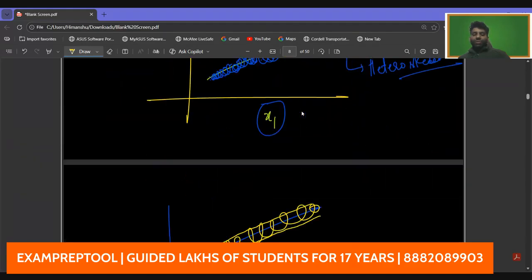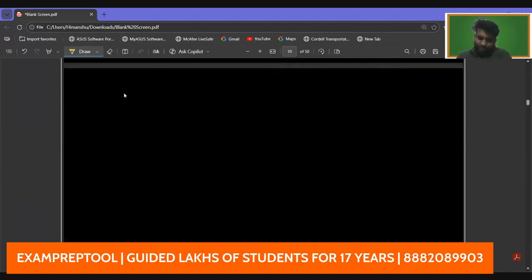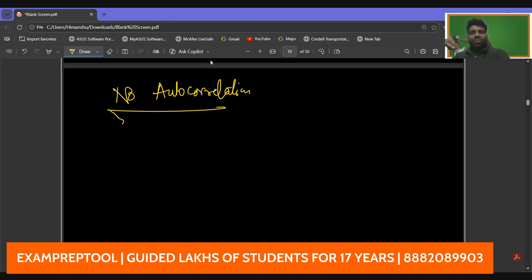The next one is no autocorrelation. Now what does it say? I hope you know correlation is how two features are correlated. Autocorrelation means relation of something with itself. Now what do we mean by autocorrelation here? The moment we say autocorrelation in linear regression, we are talking about correlation of errors of data points.